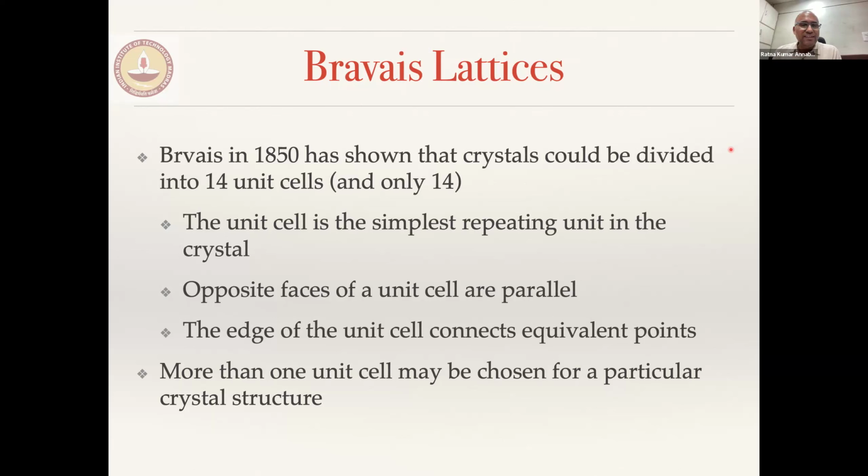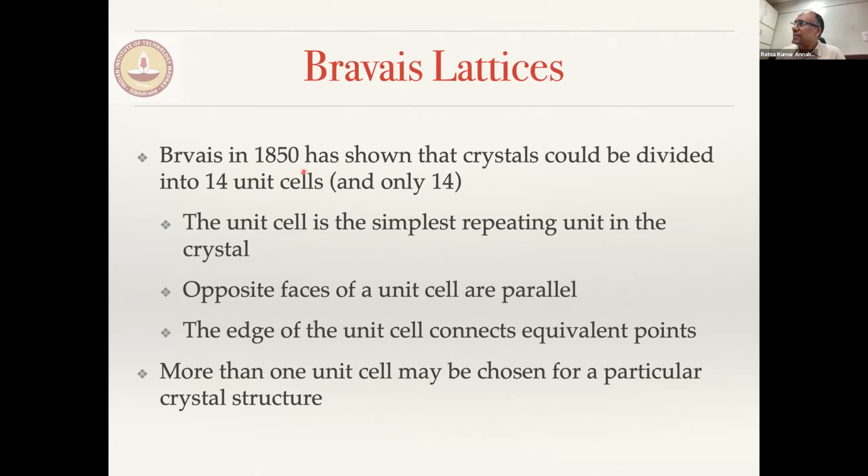As early as the 1850s, this person called Bravais showed that all the crystals could be divided into only 14 unit cells. You will not have anything other than these 14 unit cells. Every crystal system will be one of these 14 unit cells. That means if you look at the various crystal structures of materials that exist in this universe, they can only be one of these 14. It cannot be anything more or less, right?